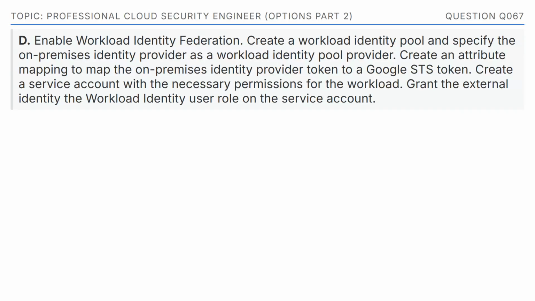The remaining options are: Option D. Enable Workload Identity Federation. Create a workload identity pool and specify the on-premises identity provider as a workload identity pool provider. Create an attribute mapping to map the on-premises identity provider token to a Google STS token. Create a service account with the necessary permissions for the workload. Grant the external identity the workload identity user role on the service account.